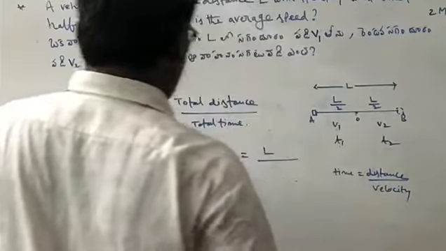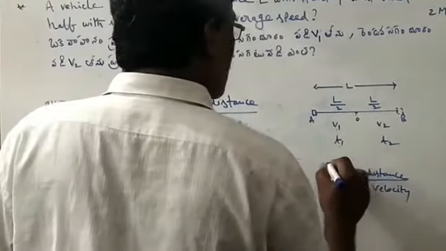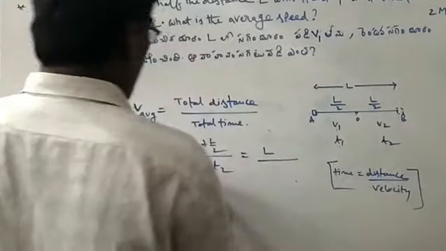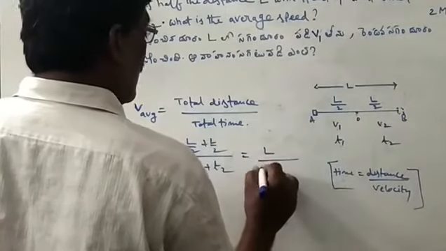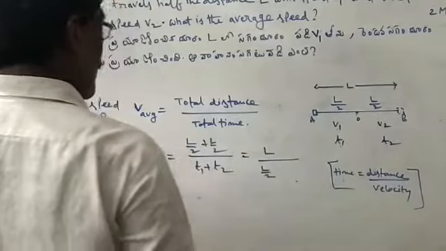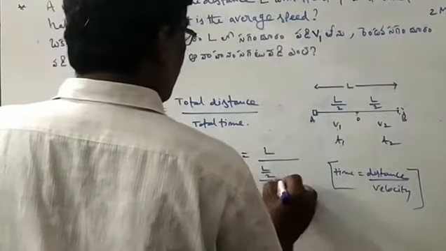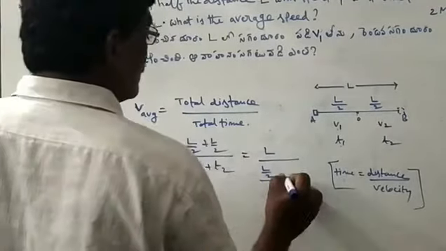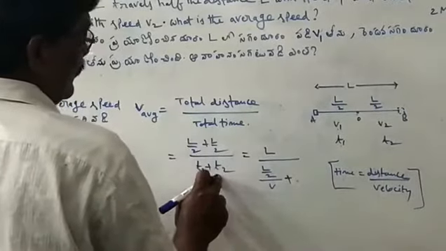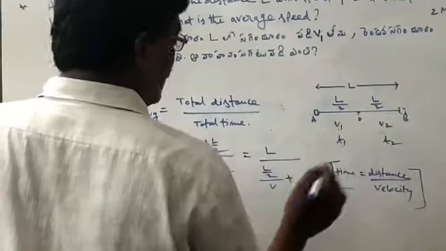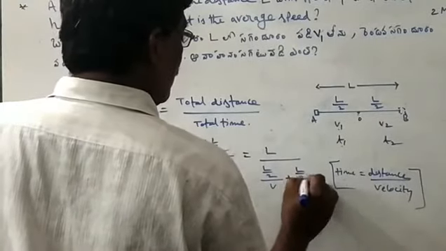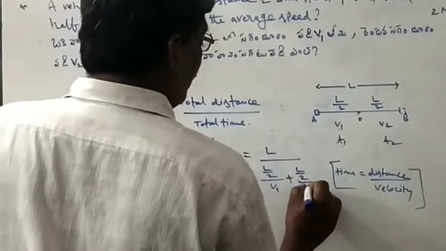Time is equal to distance by velocity. That's why t1 is equal to distance by velocity, L by 2 by v1, plus t2, time taken for the second half. T2 is equal to distance by velocity again, L by 2 by v2.